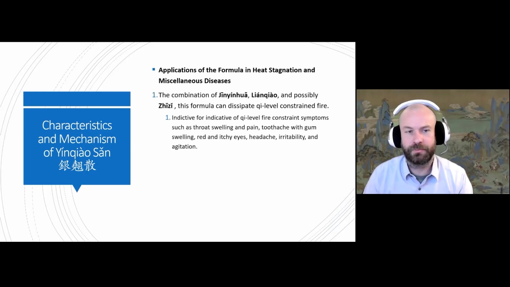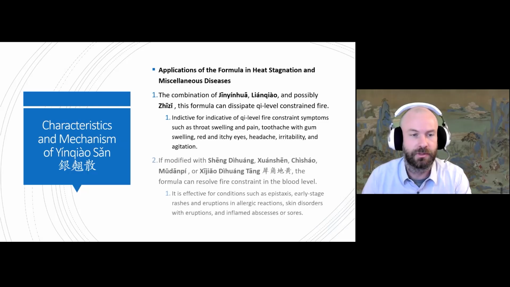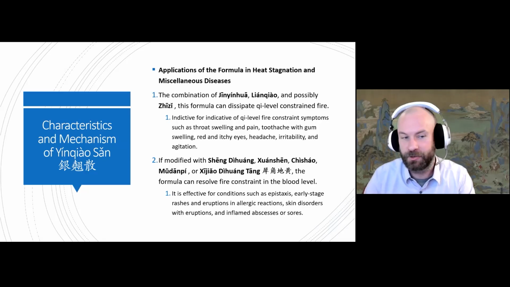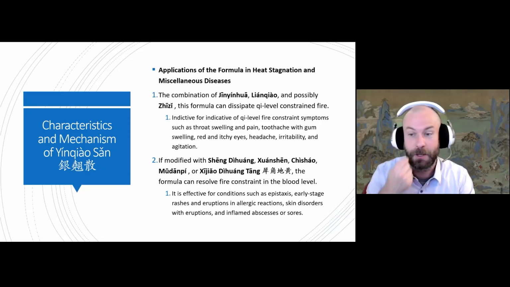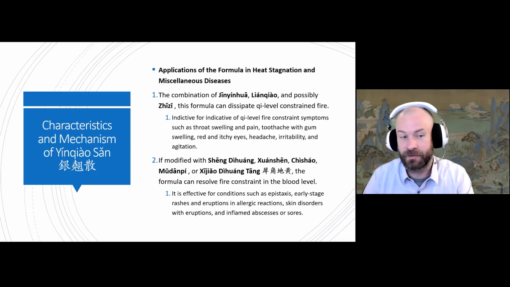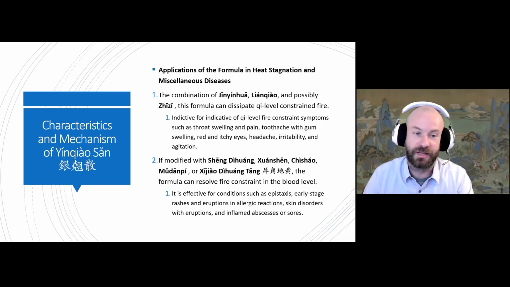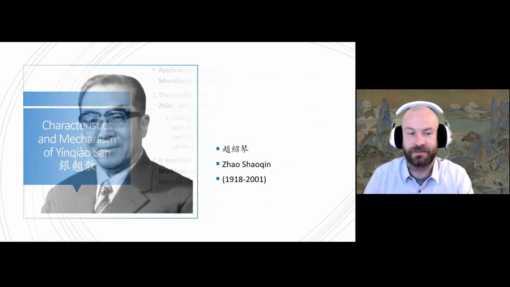So he talks a little bit about how he might apply this. He says, this combination of Jinyinhua, Lianqiao, and also Jiezhe, which he might add to this formula, can dissipate qi level constrained fire. He will use that for symptoms such as throat swelling and pain, toothache with gum swelling, red and itchy eyes, headache, irritability, and agitation. If modified with Shengdihuang, Xuanshen, Chishao, Mudanpi, or, we don't use it, Xijiao Dihuang Tang. This is just what they write about in the Chinese books. He says it is effective for conditions such as epistaxis, coughing of blood, early stage rashes, eruptions and allergic reactions, skin disorders with eruptions, or inflamed abscesses or sores.